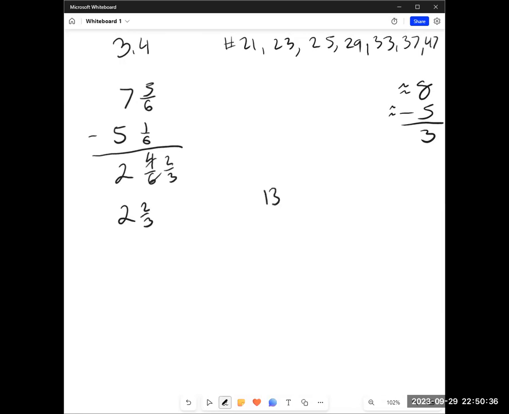The second problem here is 13 and 13/14 minus 7 and 1/7, which is about 14 minus 7, which is about 7. We're going to multiply here by 2 over 2 to make this 13 and 13/14 minus 7 and 2/14. 13 minus 2 is 11 over 14. 13 minus 7 is 6. 6 and 11/14 is pretty close to 7. So that was a good estimate as well.